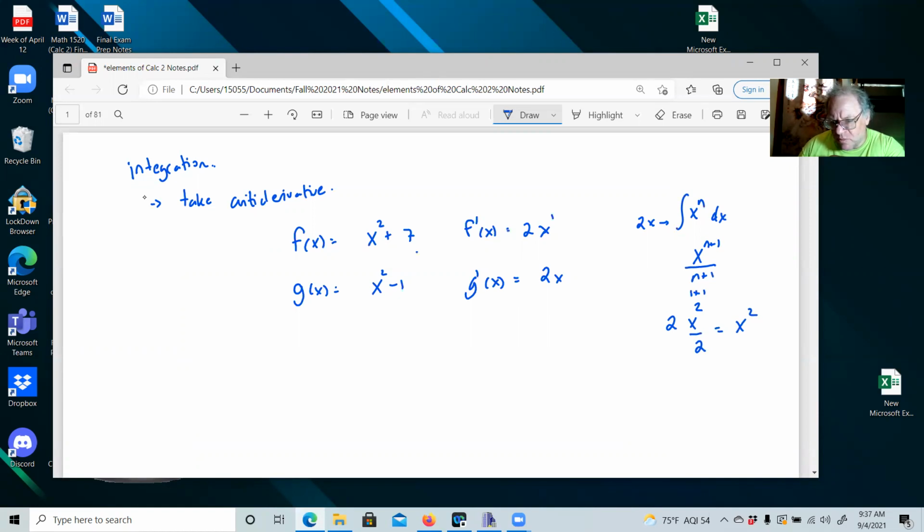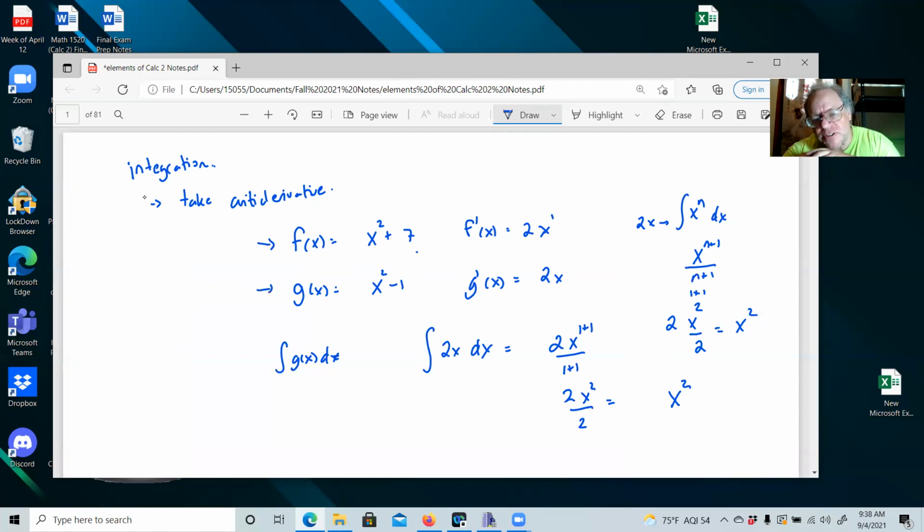Okay, well, what about this one? What if I wanted to take the antiderivative of g prime of x? What's going to happen is we have 2x. So that's going to be 2x to the 1 plus 1 over 1 plus 1. So it's going to be 2x squared over 2, and so we get x squared. Wait a minute. We started off with two separate functions there. When I took the antiderivative, shouldn't I end up with two different functions?